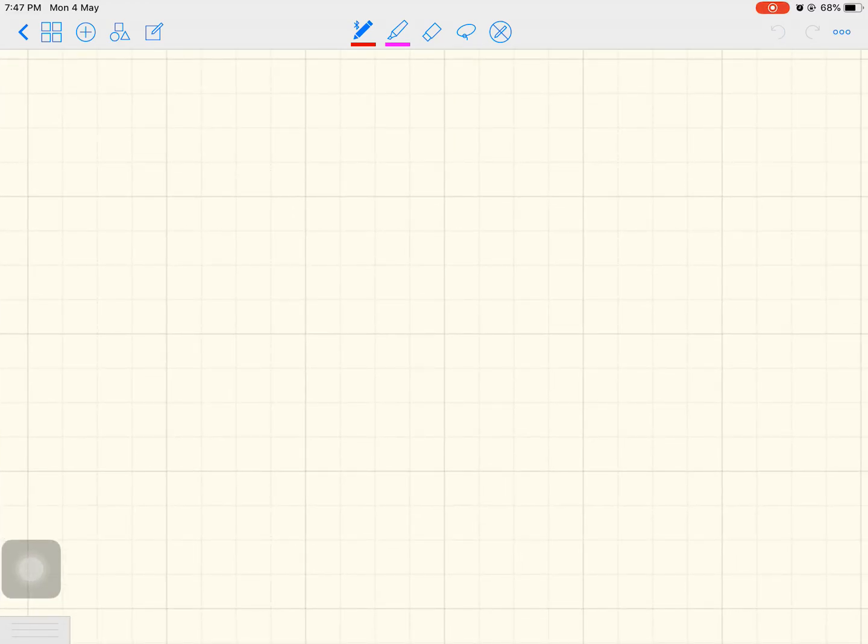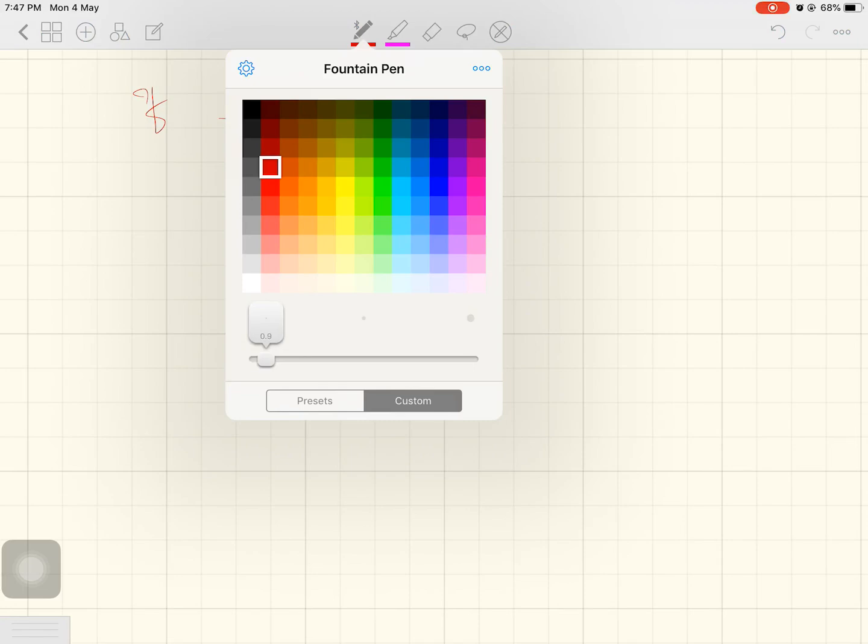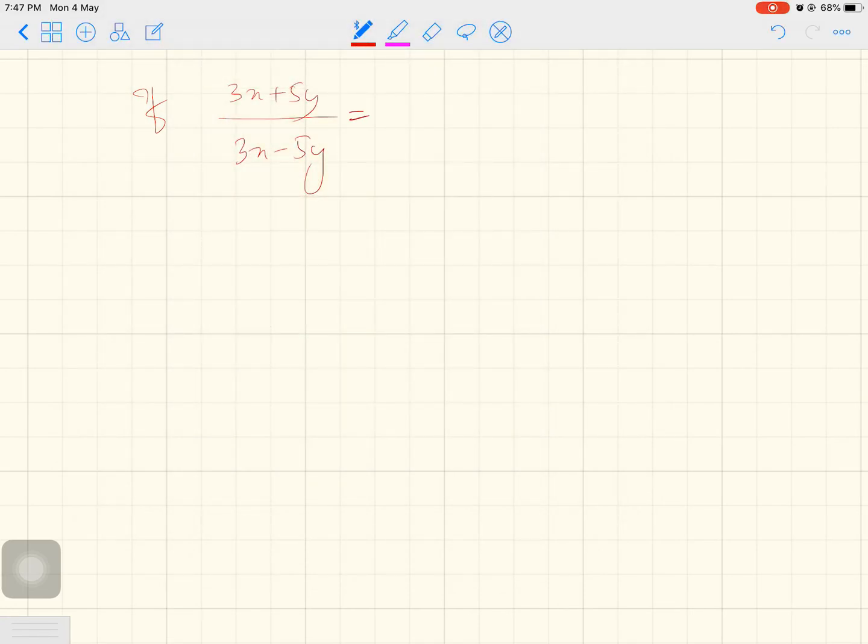Another simple one would be: if (3x plus 5y) and (3x minus 5y), make it a little bigger, equals 7 by 3, find x is to y. The question says so. These questions are all in your book, by the way. Copy the question. How would you do it? You just have to find x is to y. Very simple. This is one of the most simple sums.